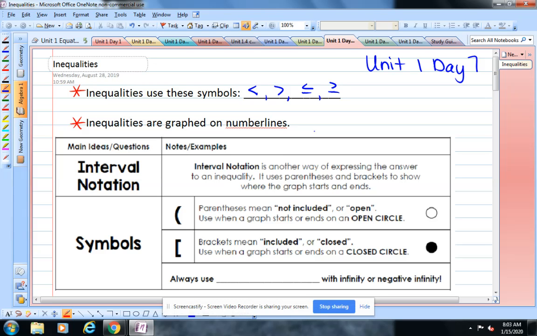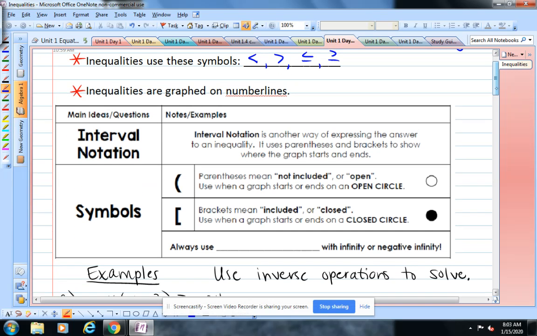All right, so that little handout that I gave you is just like what's on the screen. And I know you've probably never used interval notation before, so this is just a little helpful hint that will help us get through that. So we graph them on number lines, and we can also use interval notation to talk about an inequality. So it's just another way to express it.